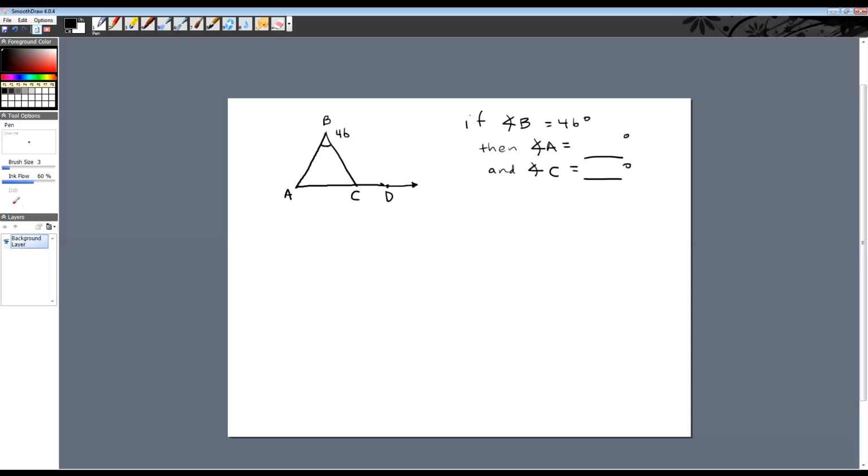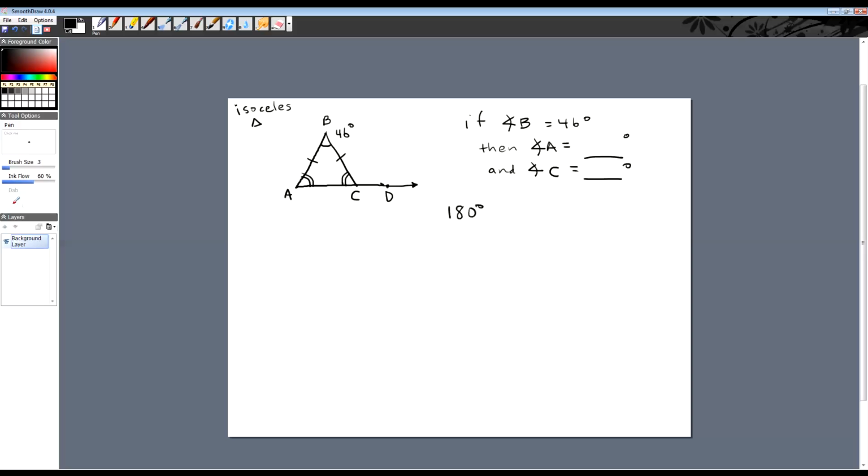They also tell us that this is an isosceles triangle, which tells us that these two legs are the same length. And if these two legs are the same length, and it is an isosceles triangle, then these two angles, by definition of being an isosceles triangle, are also the same. So what we have here is two angles, angle A and angle C. The total amount of degrees in a triangle is 180.